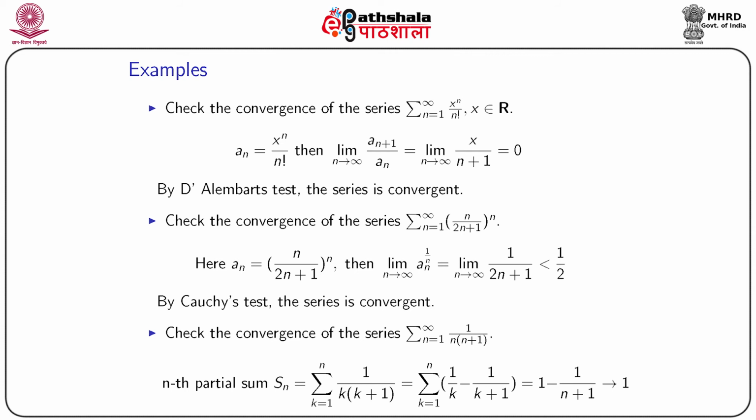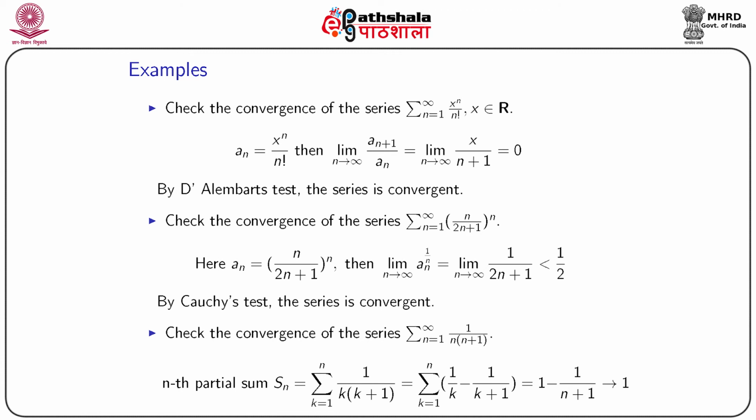Now if you see the nth partial sum Sn, this can be written as the sum over k from 1 to n of 1 over k into k plus 1. Simple mathematics says it is nothing but the sum over k from 1 to n of 1 over k minus 1 over k plus 1. So if you put k equals 1, that means 1 minus half, then put k equals 2, that means half minus 1/3.